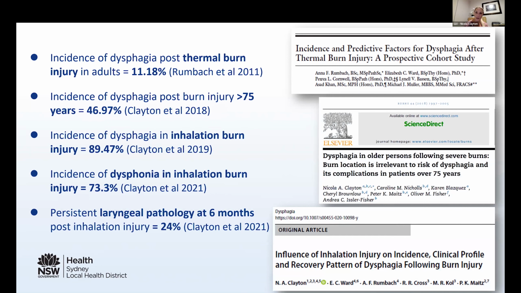We do also have some preliminary data regarding the incidence of voice disorders in inhalational burn injury, and this sits at just under 75%. But interestingly, and I'll speak to this a little bit more in a few slides to come, persistent laryngeal pathology is often evident at 6 months post-inhalational burn injury, given the fact that we obviously know that the larynx is an incredibly fragile structure, and any sort of insult to the larynx can have significant sequelae.